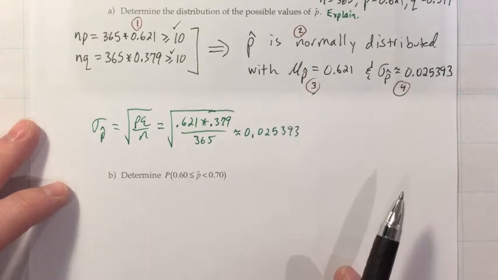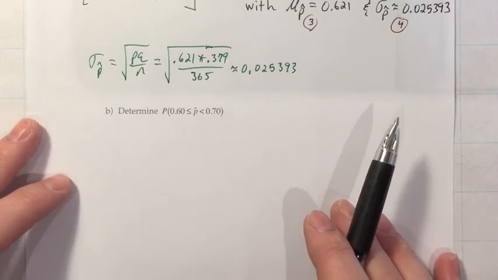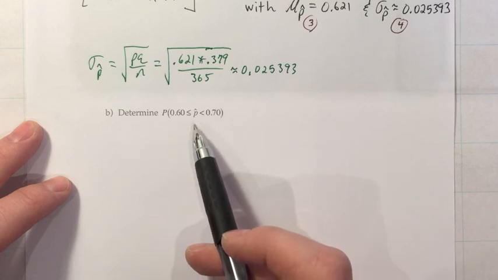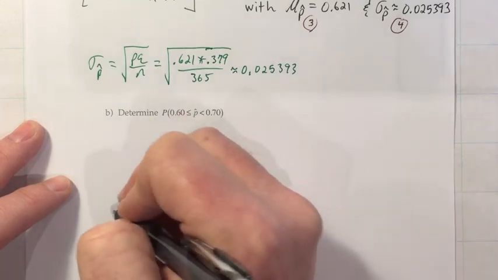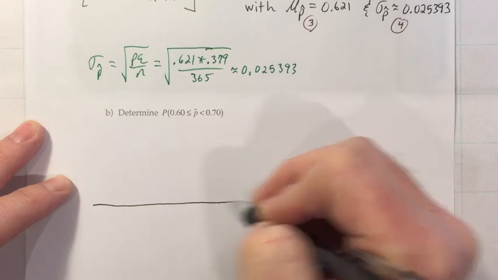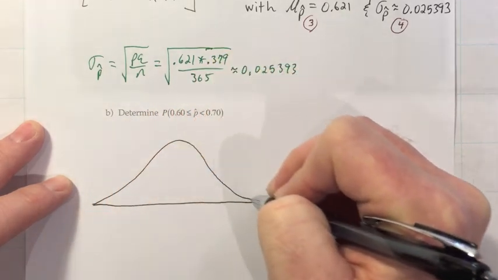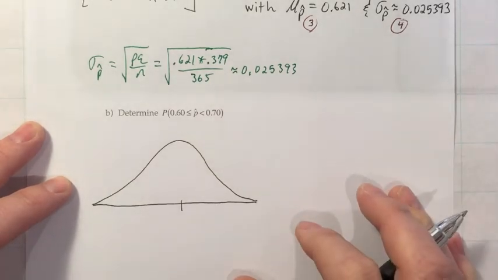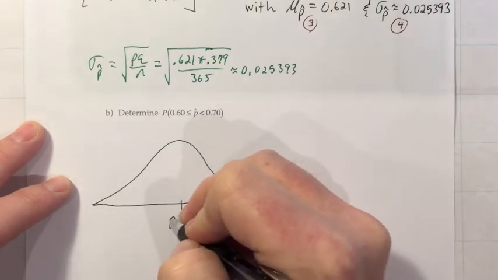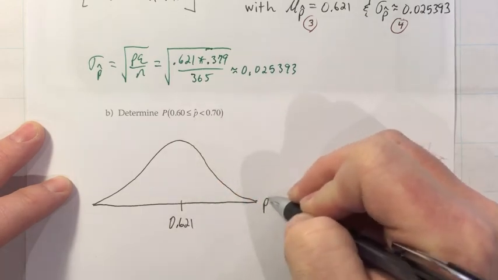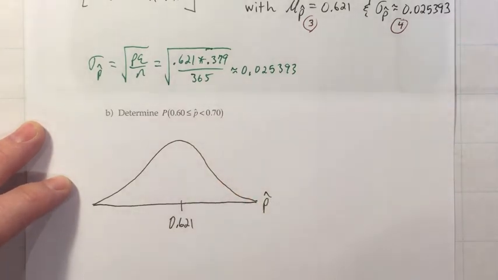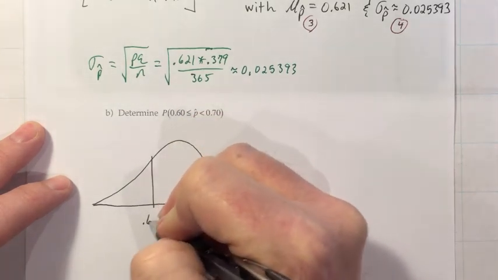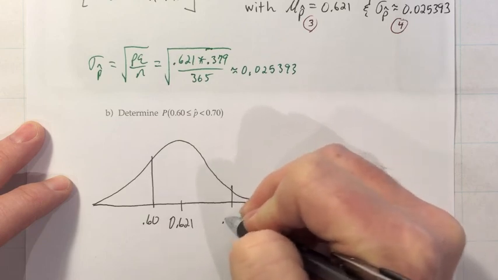Anytime you're trying to find a probability for a normal distribution, you should do that using area under a normal curve. It doesn't matter if the variable is called x or y or q or z or p hat. So first step would be to draw a bell-shaped curve. We should label the spot under the peak as the mean, and the mean of p hat is 0.621. I think it'd be a good idea to write right here too that this is for p hat. And then put our boundaries on the picture. 0.60 is to the left, 0.70 is to the right.